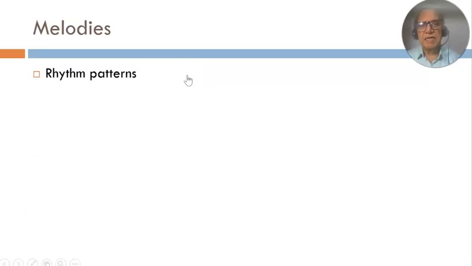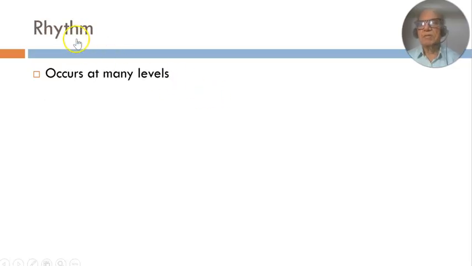So all melodies that you will come across, you will find that they are composed by using certain rhythmic patterns and also composed by using certain pitch patterns. Now pitch patterns we are going to study later, but in today's session we are going to study rhythm patterns. Now rhythm occurs at many levels in music. So let us see what these levels are first, and then we'll take them one by one.